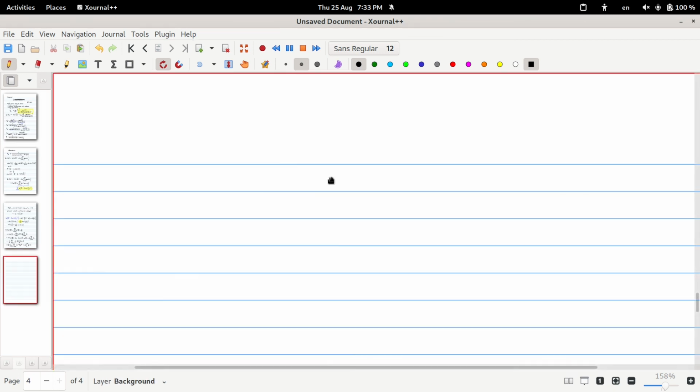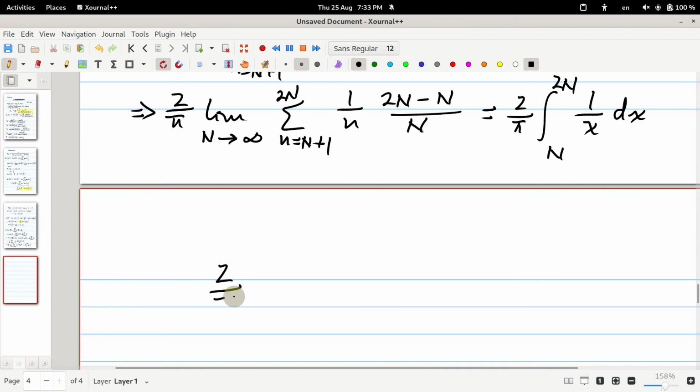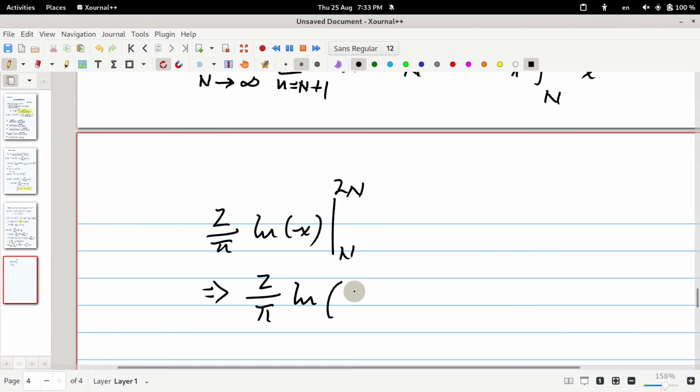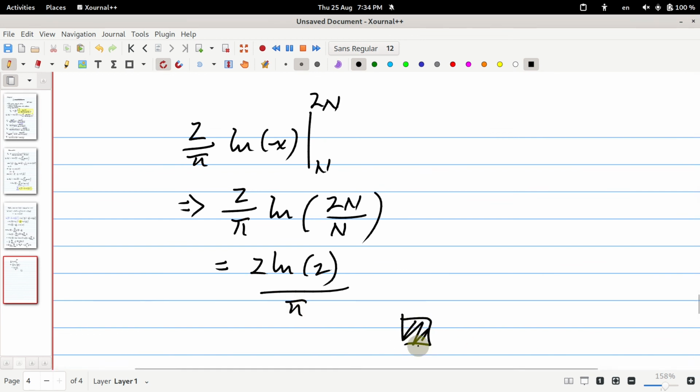So all we have to do now is to integrate whatever is in here. So that would be 2 over pi times ln of x going from n up until 2n. So that would be ln of 2n over n, and this is finally equal to 2 over pi times ln 2. So that completes our answer.